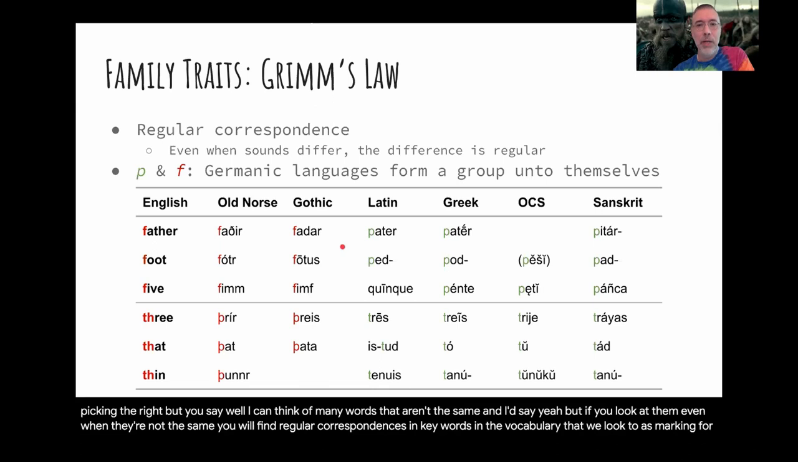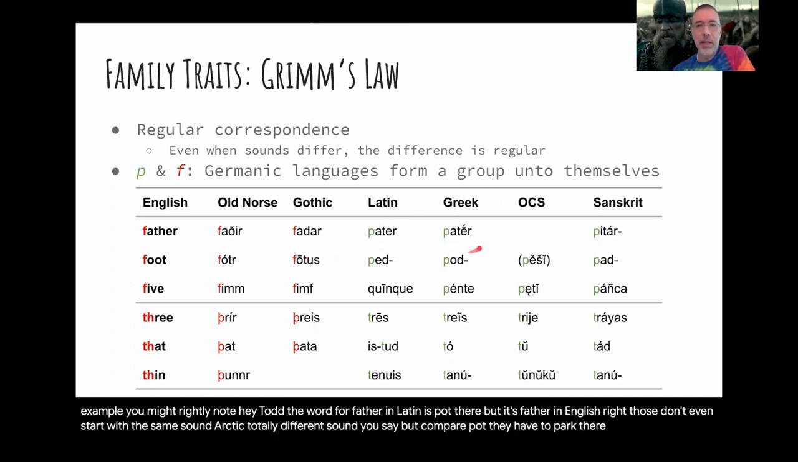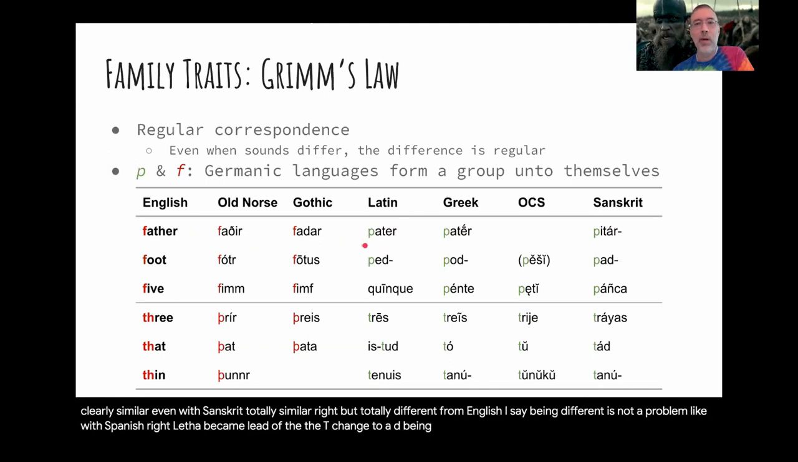So for example, you might rightly note, hey, Todd, the word for father in Latin is pater, but it's father in English, right? Those don't even start with the same sound. They're totally different sounds. You say, but compare pater to pater in Greek. Those are clearly similar, even with Sanskrit, totally similar, but totally different from English. And I say, being different is not a problem, like with Spanish, right? Vita became vida, the T changed to a D. Being different is not a problem. The question is, is that change regular?